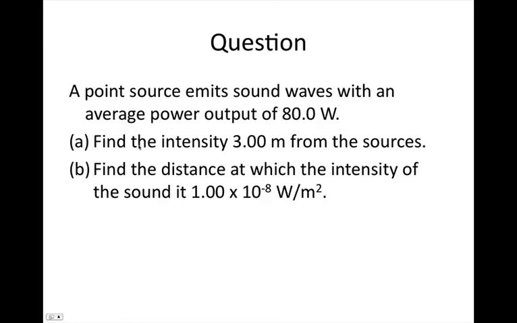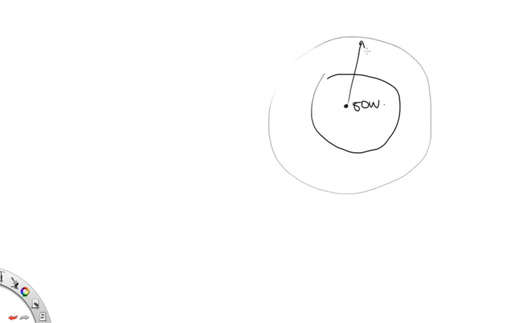And finally, a point source emits sound waves with an average power output of 80 watts. A, find the intensity 3 meters from the source, and B, find the distance at which the intensity of the sound is 1 times 10 to the minus 8 watts per meter squared. So we've got an 80 watt source, transmitting sound in all directions, so the waves travel out as spherical wave fronts. We're asked, at a distance of 3 meters, what is the intensity?